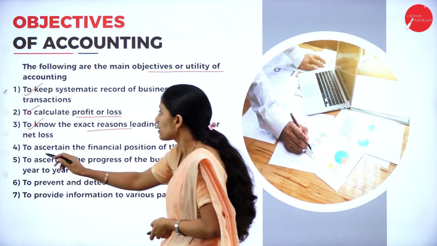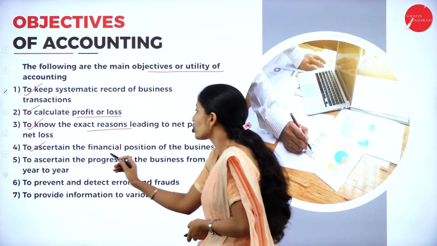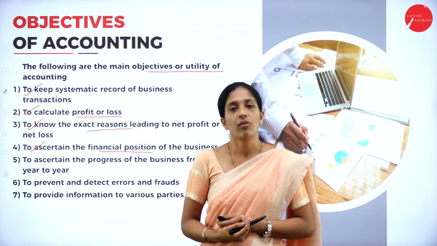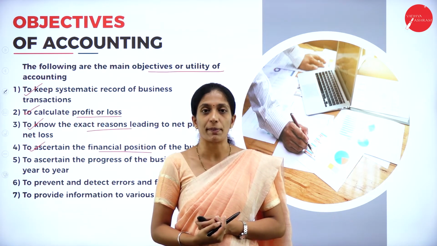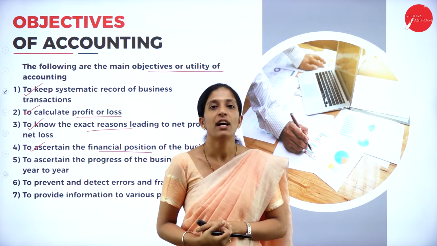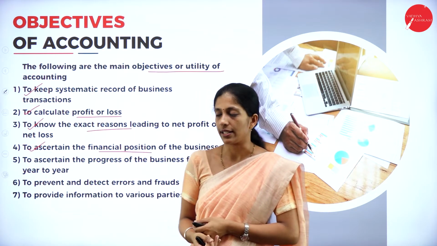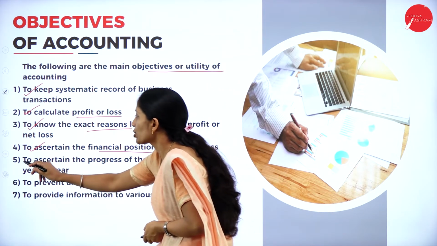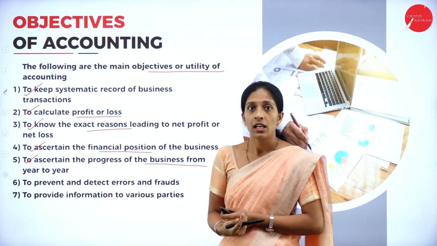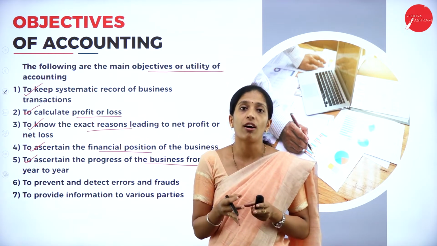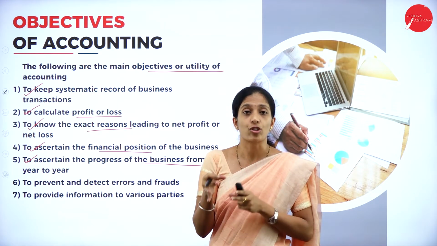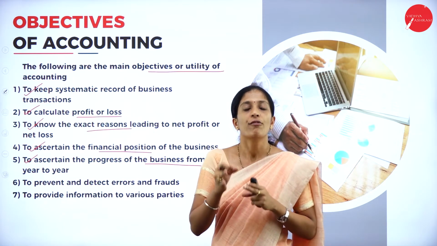And the next one is to ascertain the financial position of the business. Of course, by preparing the balance sheet, we'll come to know the financial position of the business, that is, the position of assets and the position of liabilities of an organization. And the next one is to ascertain the progress of the business from year to year. Yes, of course, the comparison of accounting results. The comparison of the organization's results will be known from year to year.